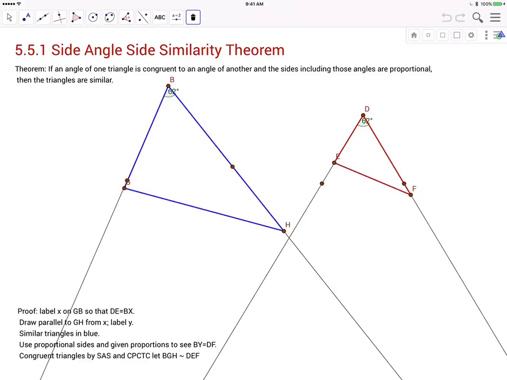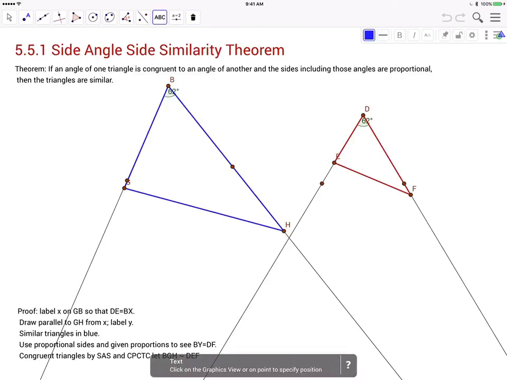Okay, 5.5.1, side angle side similarity theorem. So unlike the angle-angle similarity postulate, this is a theorem that we're going to prove, and the theorem says, as you can see here, if an angle of one triangle is congruent to another, and the sides including those angles are proportional, then the triangles are similar.